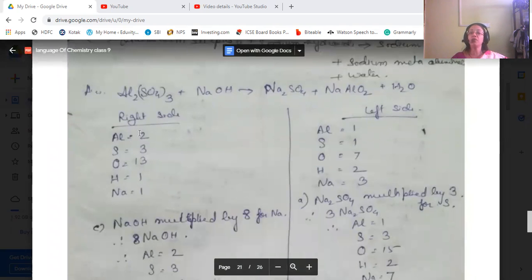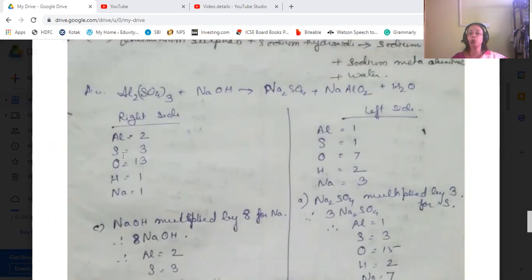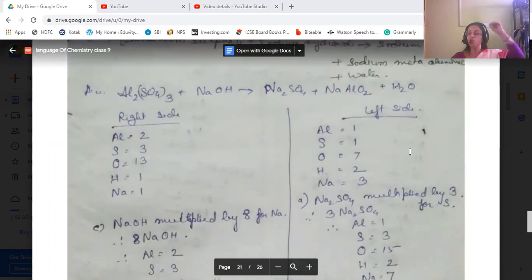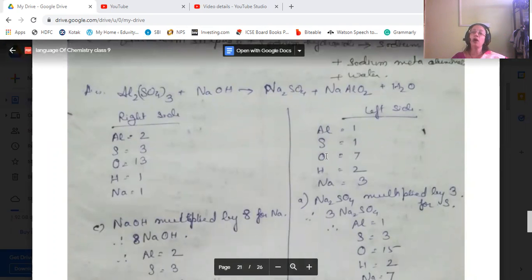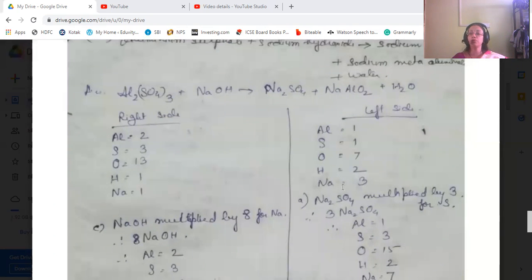Now, on the right hand side, we get Al is equal to 1, S is equal to 1, O is equal to 7, H is equal to 1, and Na is equal to 3. On the left hand side, we get aluminium Al is equal to 2, S is equal to 3, O is equal to 13, H is equal to 1, and Na is equal to 1.